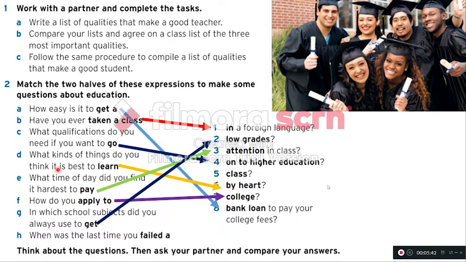Nice. Then, when was the last time you failed a class? When you don't pass a class, you failed it. Okay, that is to fail a class. The opposite of pass it. All right? Very good. Then the next exercise says, think about the questions. Then ask your partner and compare your answers. All right, so first, think about these questions and what your answers will be personally. And then you're gonna call your classmates and ask them. And when you finish, we'll continue.